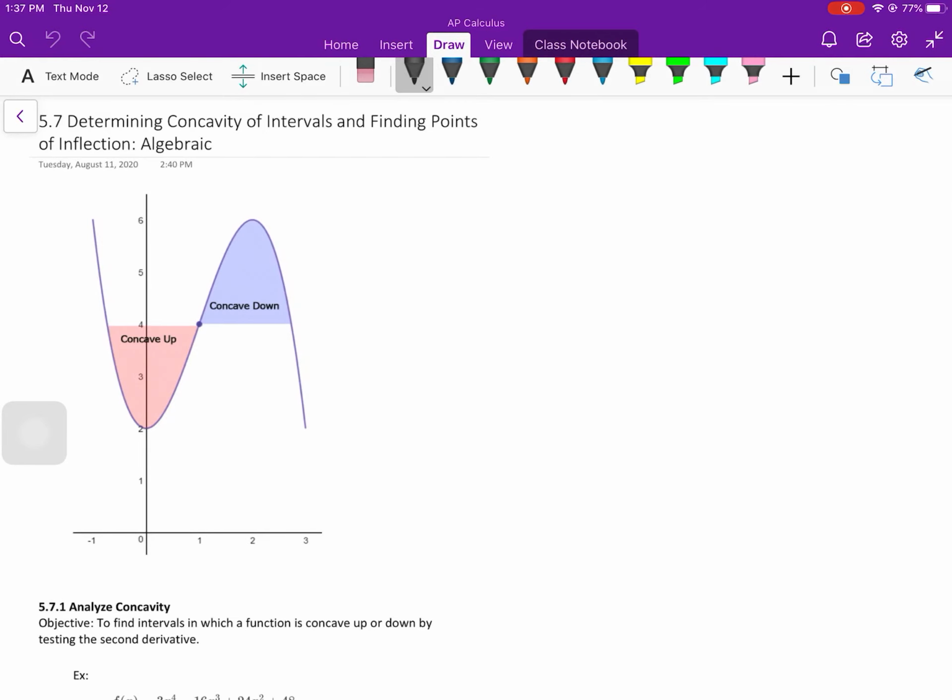In this video, we're going to break down concavity. What is it? What causes it? And how are we going to find it? So a couple things we're going to be talking about.